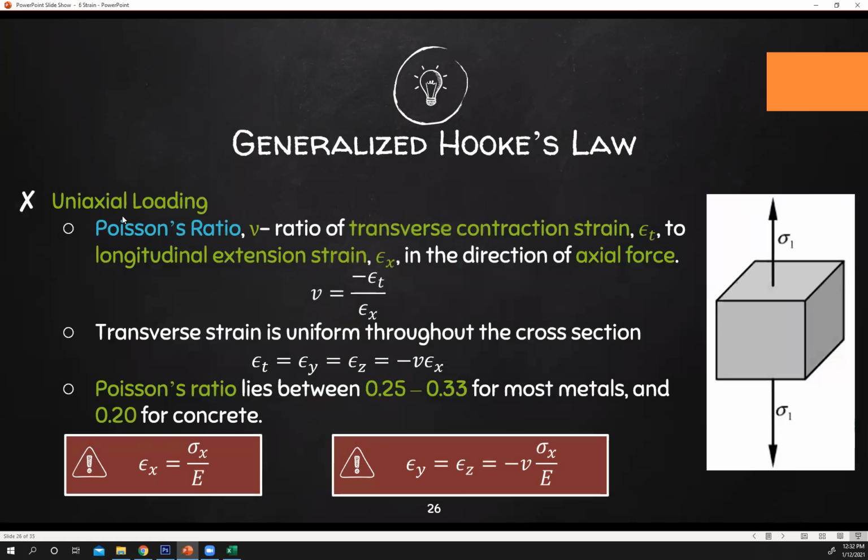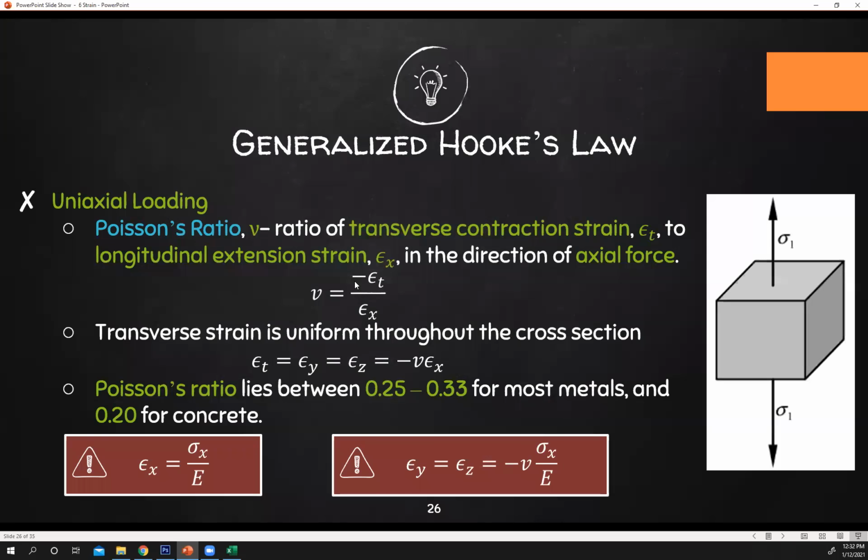Now, in uniaxial loading, we also have what we call Poisson's ratio. It's the ratio of transverse contraction or elongation strain, denoted by epsilon t, to longitudinal extension strain, denoted by epsilon sub x, in the direction of the actual force. So the equation now is v equals negative strain in t over strain in x. So ratio is just a number divided by another.